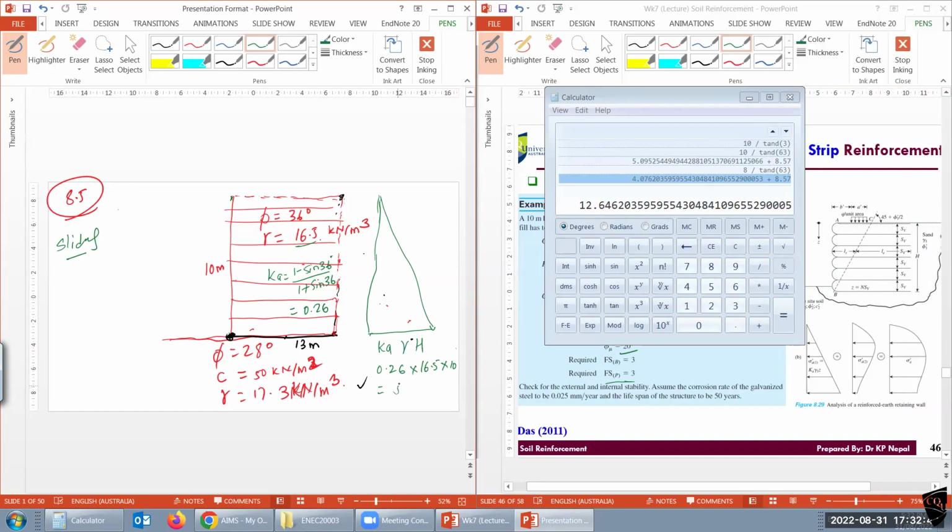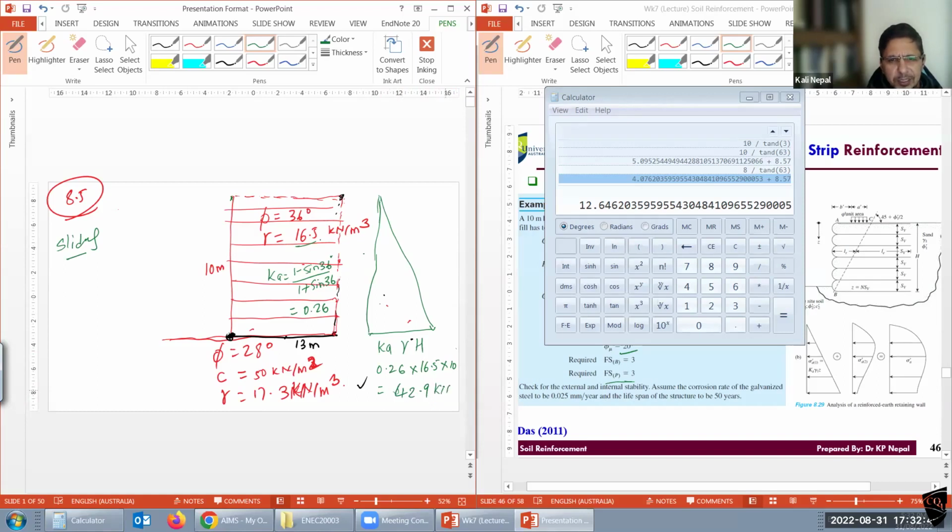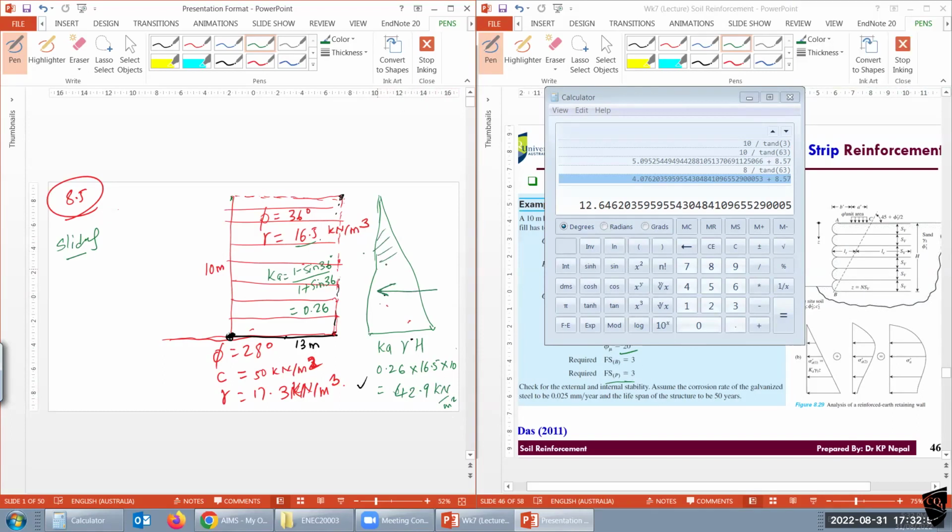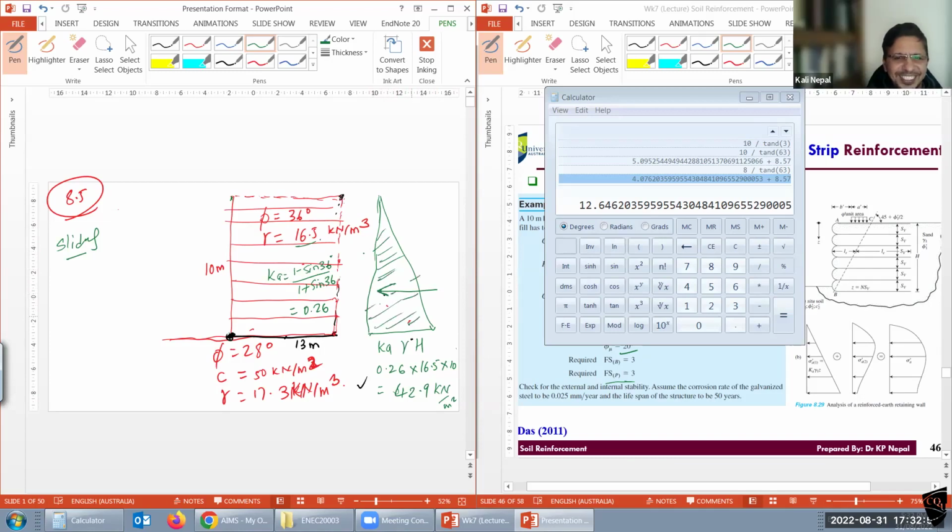42.9. Okay, 42.9. We'll check later on. All right, kilonewton per meter square. How much is the total pressure now? That's the total force. Calculate the area of this triangle. That's what we did so many times already. 214.5. 214.5 kilonewton. It's a load now, right?